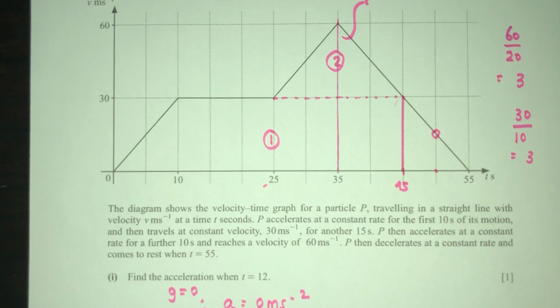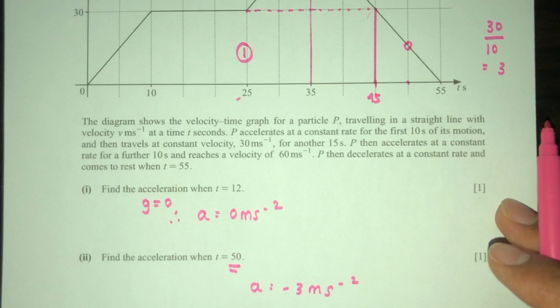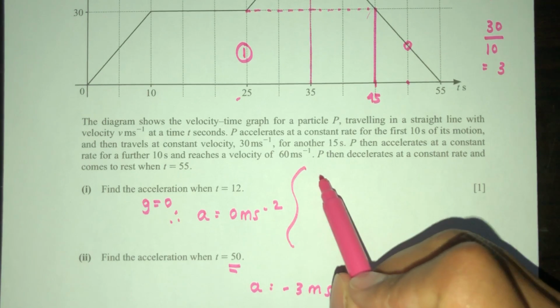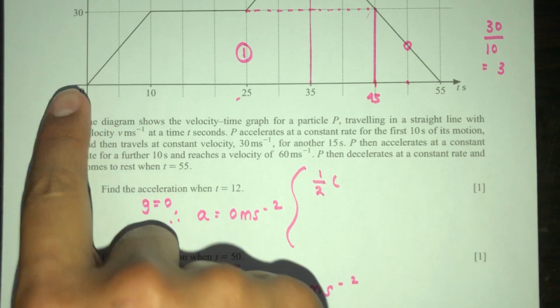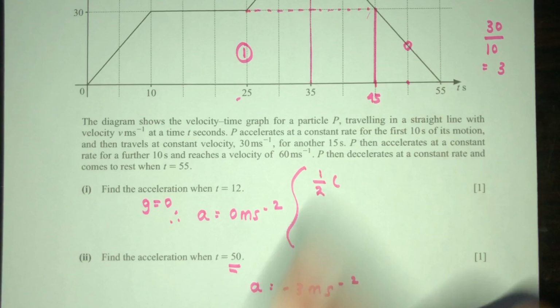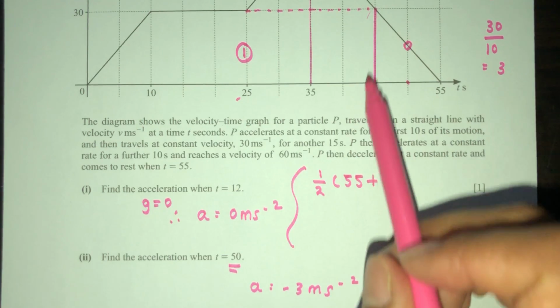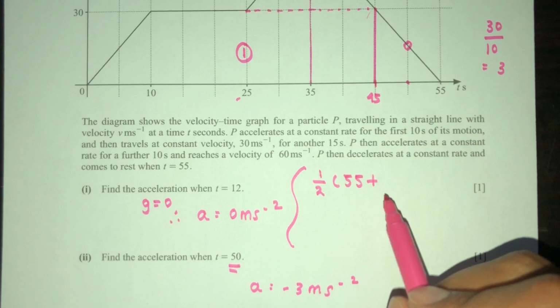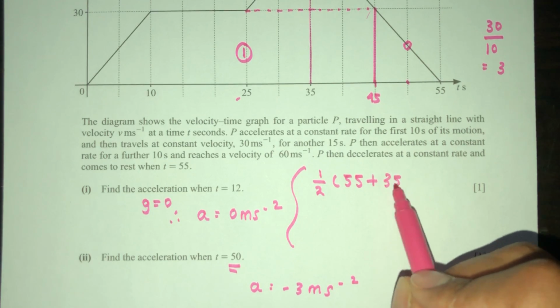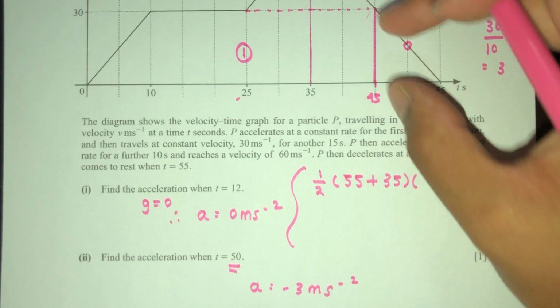So that will be, again, let's find some space over here. That is half. Times sum of parallel sides. This side is 55. Plus this side, that will be what? 45 minus 10. That should be 35. And times the height in between. That should be 30.